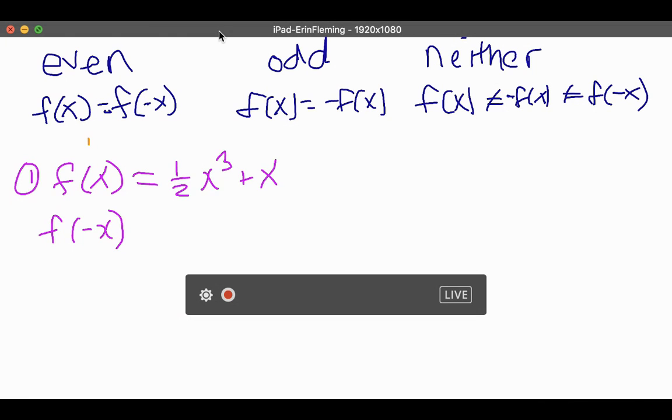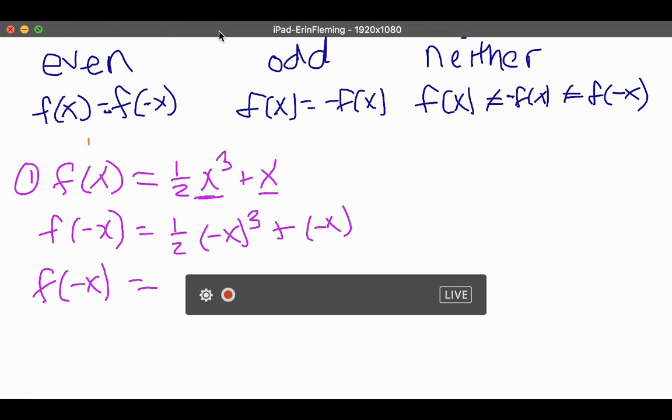And so what we're going to do is we're going to replace our x's with a negative x. So this would be 1/2 negative x cubed plus negative x, and then we want to simplify this down. So our opposite function here is going to be 1/2 times negative x cubed minus x, which comes out to negative 1/2 x cubed minus x.